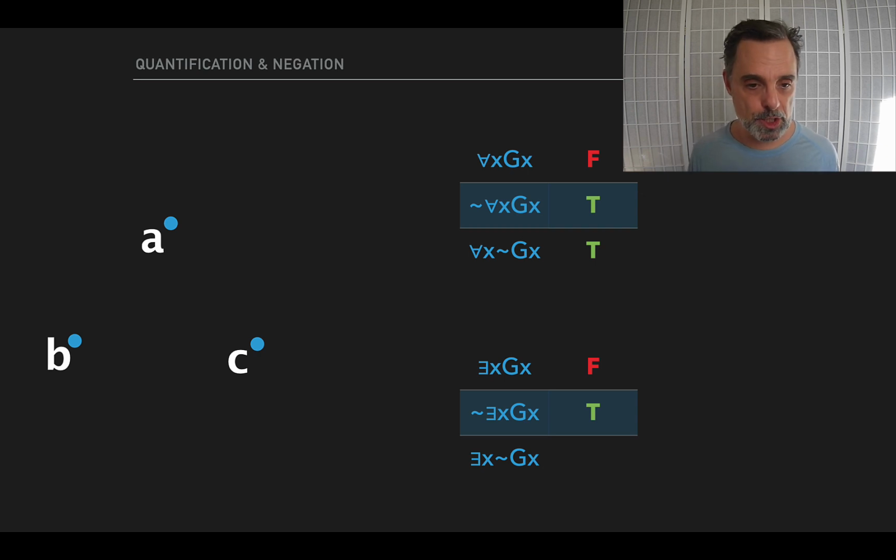What about some x not gx? There are many things that make not gx true. A and B and C each lack g. Therefore, they each make gx false. Therefore, they each make not gx true. And so some x not gx is true. So let's write up now what each of these different sentences means.